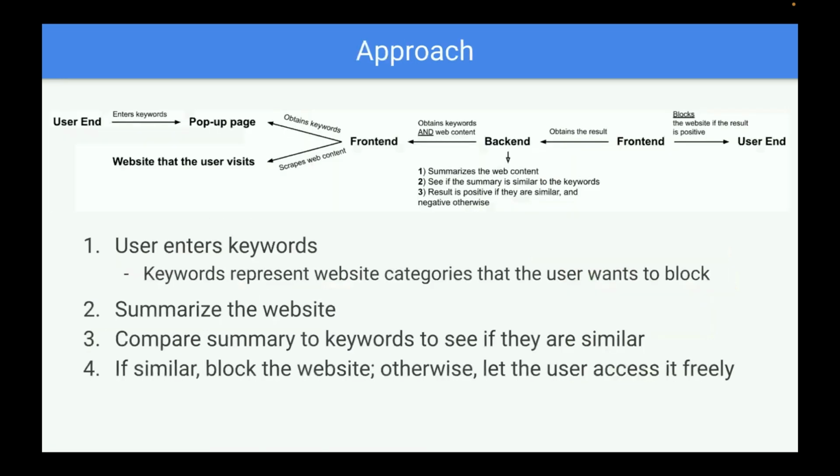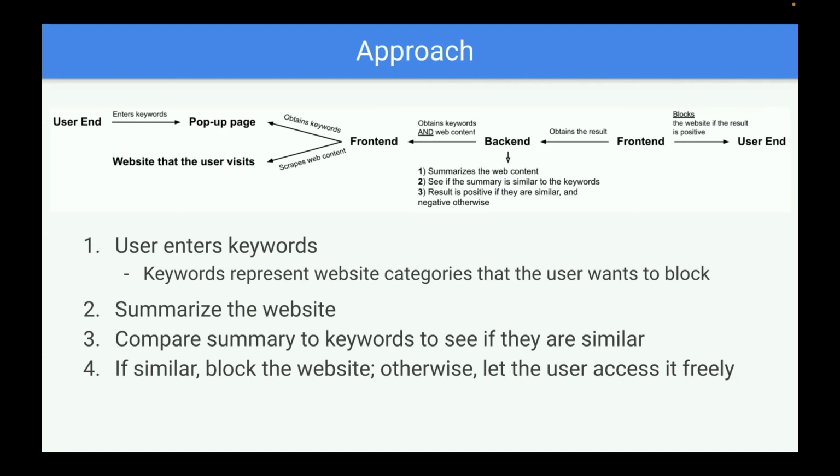So the approach I take consists of web scraping and text summarization. First, the user will enter keywords into the extension. As I said earlier, these keywords represent categories of websites that they want to block. After entering the keywords and enabling the extension, Concentration will come into play whenever the user visits a new website. For every website that the user visits, the front end of Concentration will obtain the website content and pass both the contents and the keywords back to the backend.